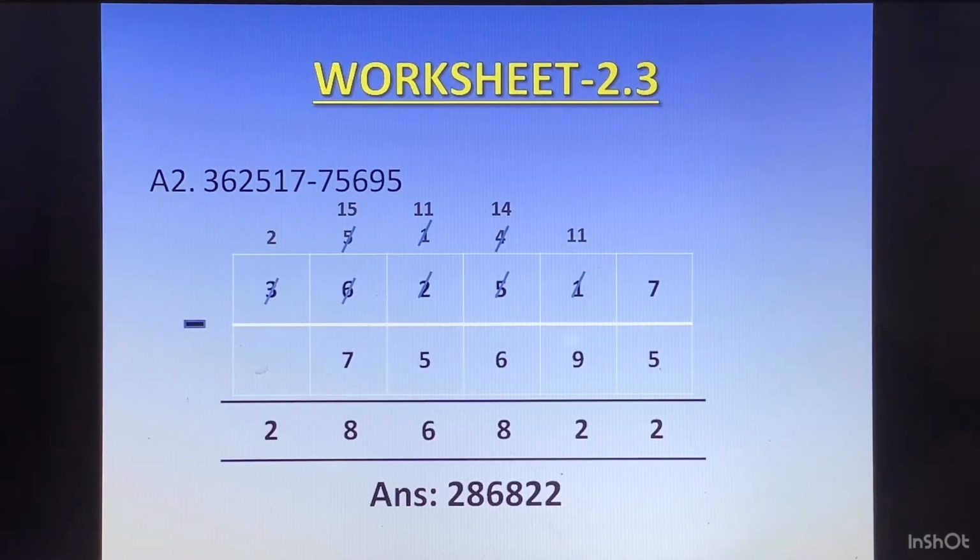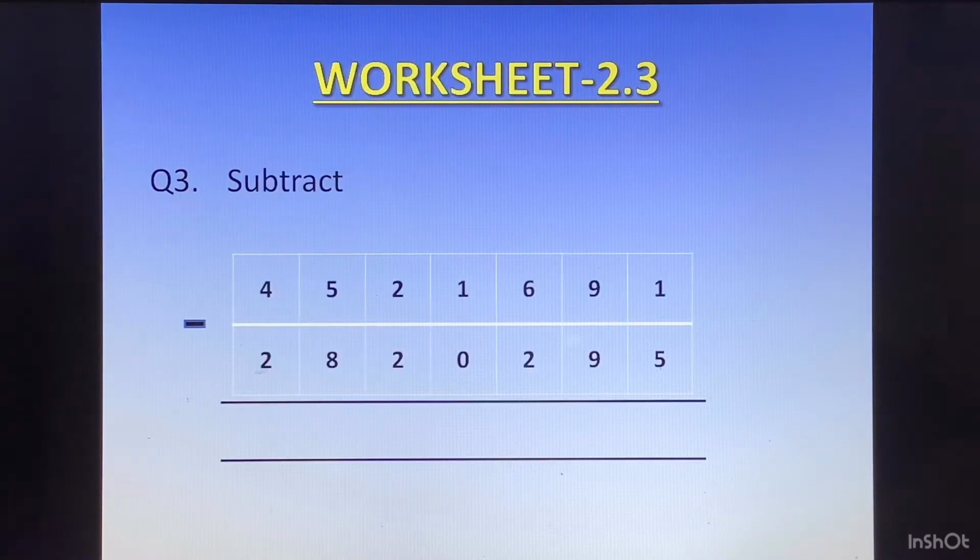For the second one, I have directly written the answer. I have also mentioned where we have borrowed and how many times we have borrowed, so that you can cross-check your answer at every step. Here the answer is 286822.